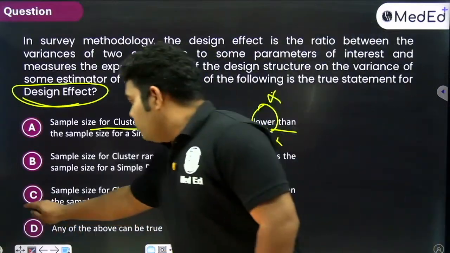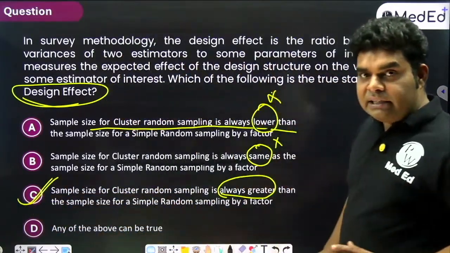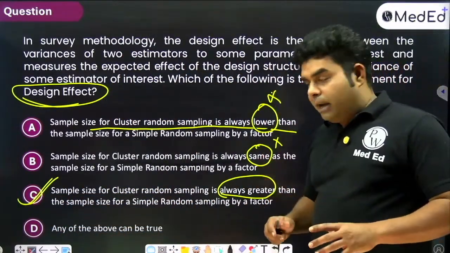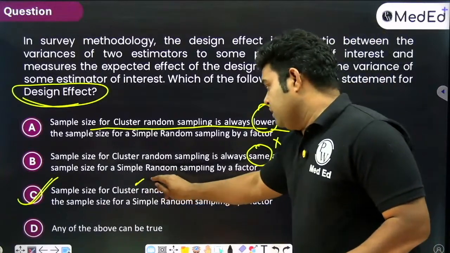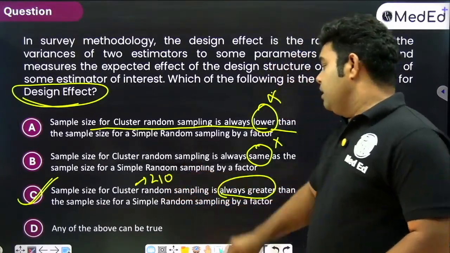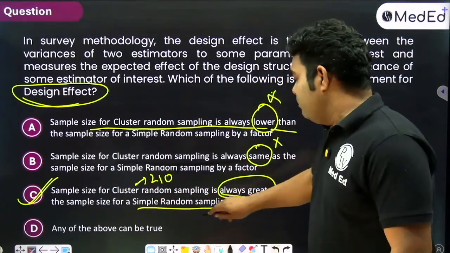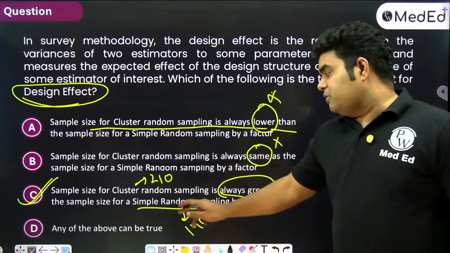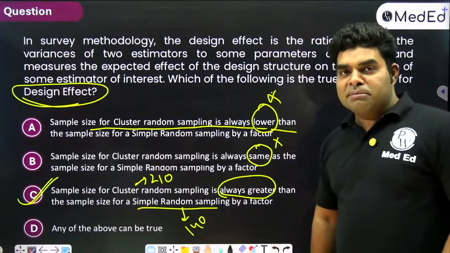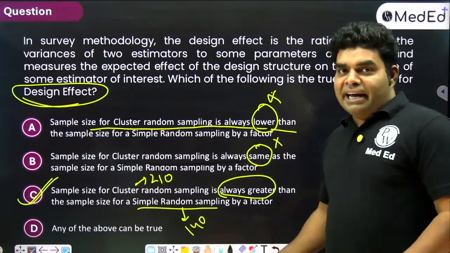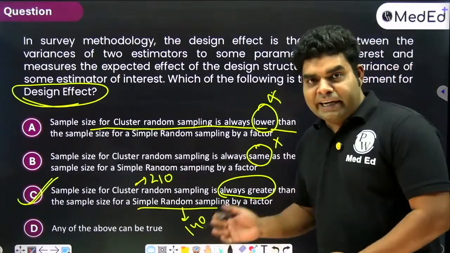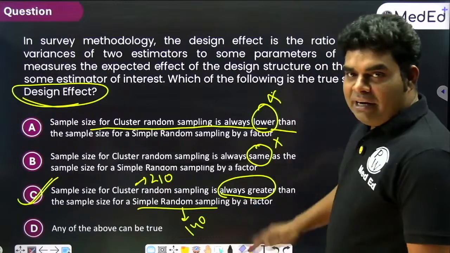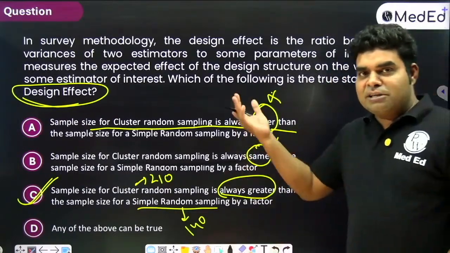What is design effect? Design effect means when we choose cluster random sampling, we are choosing 210 people. When we did simple random sampling, we can do it by 140 people. So sample size for cluster is greater than sample size for simple random sampling. By how much? By design effect. Okay, we already discussed it in detail in Hindi, English both. So I hope you will be able to understand this. Sample size for cluster is more, simple random is less.